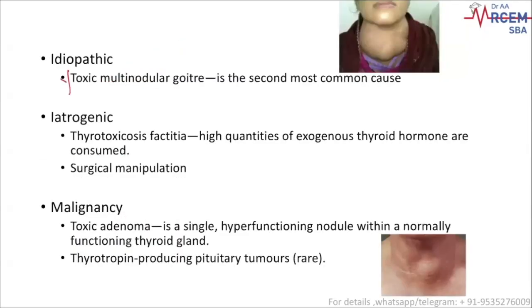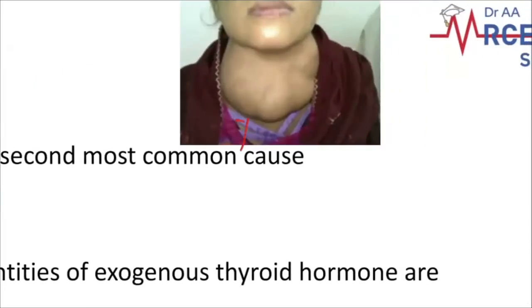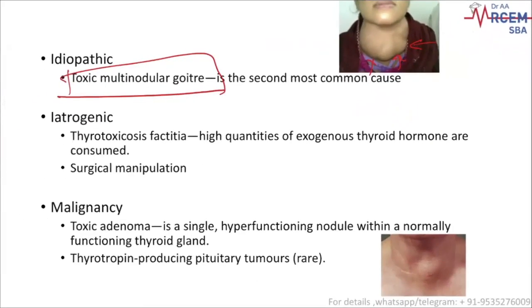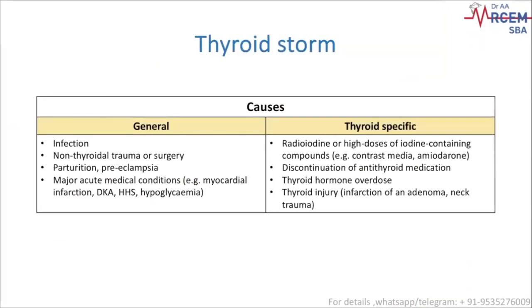The second most common cause of hyperthyroidism is toxic multinodular goiter. Multiple nodules are present, toxic, and they produce a high amount of thyroid hormone. If a single nodule is present, then it is a toxic adenoma. Think of malignancy. Sometimes surgical manipulations or high doses of exogenous thyroid hormones can also cause a hyperthyroid state.